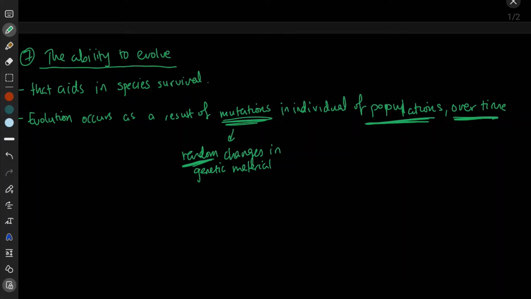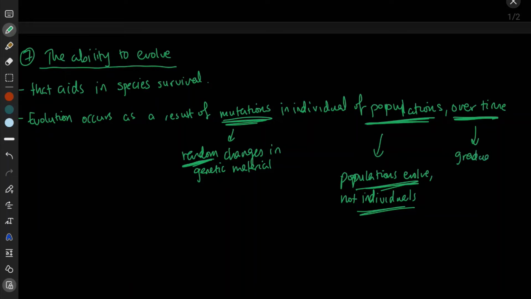Number two is that it happens in individuals of populations. So here the important thing is that populations evolve, not individuals, right? And the other thing is that it happens over time, which means that evolution is a gradual process. It happens over the course of thousands, if not hundreds of thousands, if not millions of years. So those three characteristics are very important when talking about evolution: it occurs as a result of mutations that take place in individuals of populations, and it happens over time.